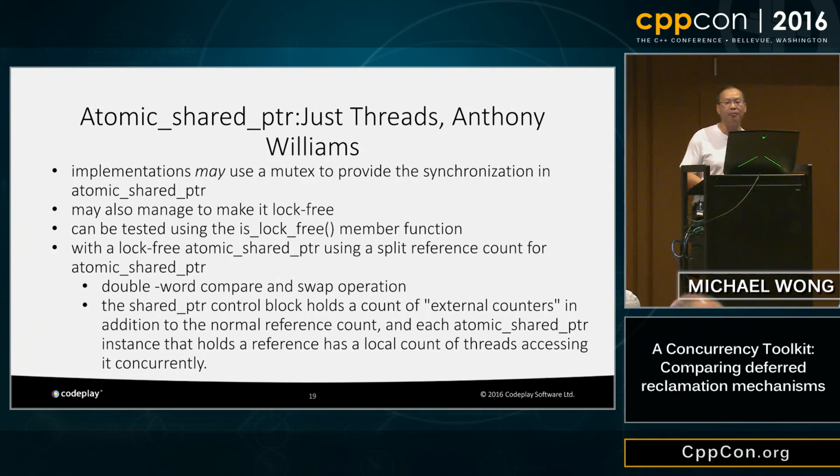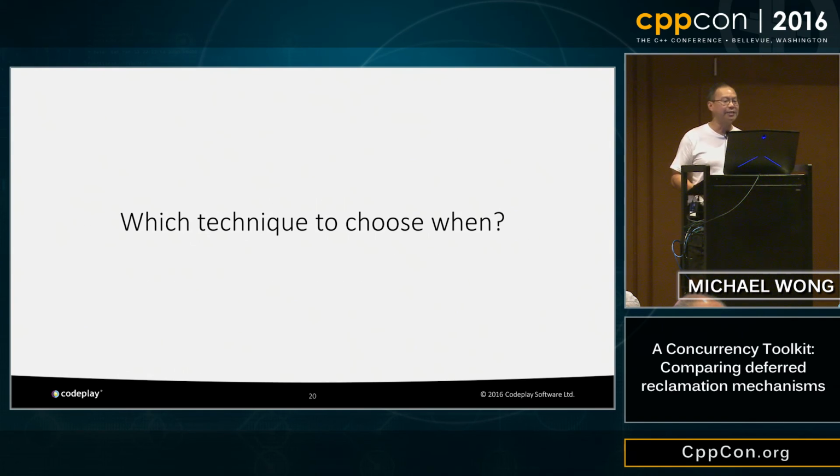This is what is commonly used, known as a double word compare and swap. The shared pointer control block holds a count of external counters in addition to the normal reference count, and then each atomic shared pointer instance that holds a reference has a local count of threads accessing it concurrently. What this really means is now we have a zoo of choices between all these excellent mechanisms.